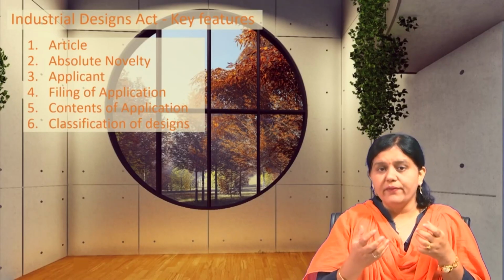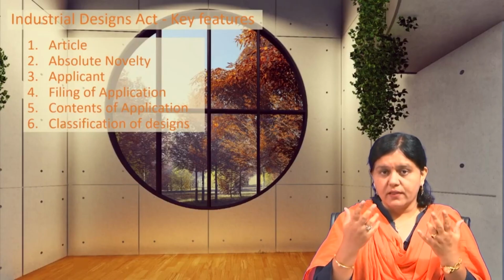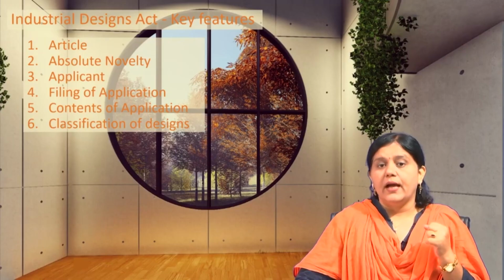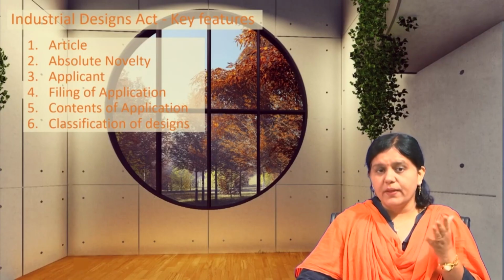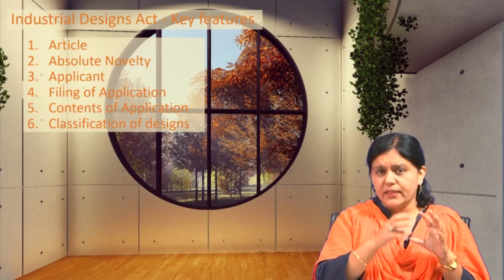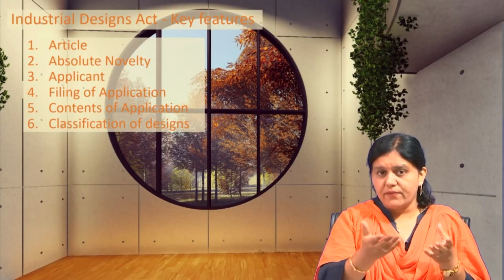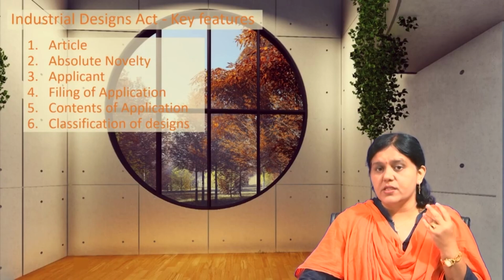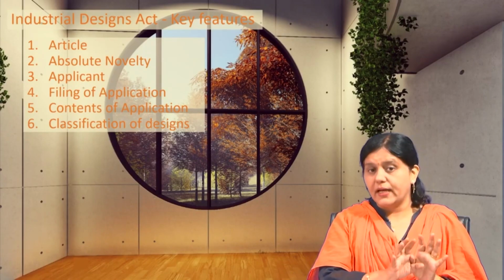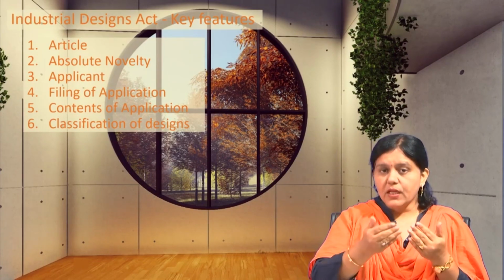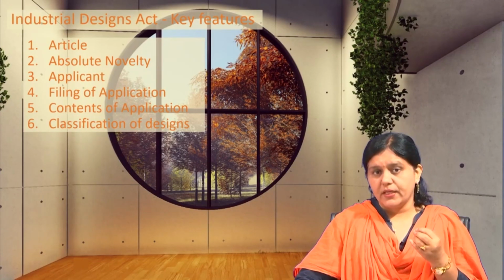The important thing is that in a finished article, the design should appeal to, or be solely judged by, the eyes. That is very important. We have also excluded the things which are considered under trademark, property mark, and copyright, so we are pretty clear about the definition of a design. Now, related to design, we have to see these 6 points. We will move further and see the first point, that is article.